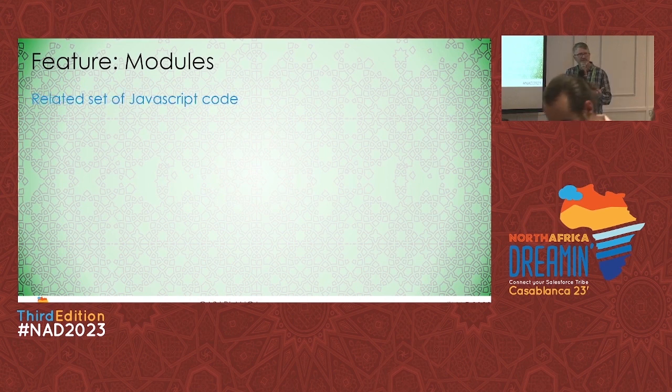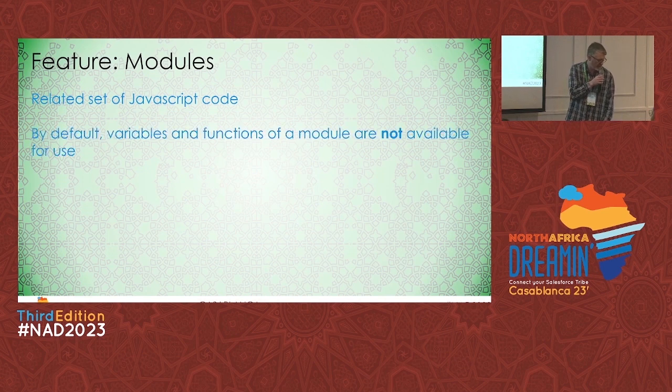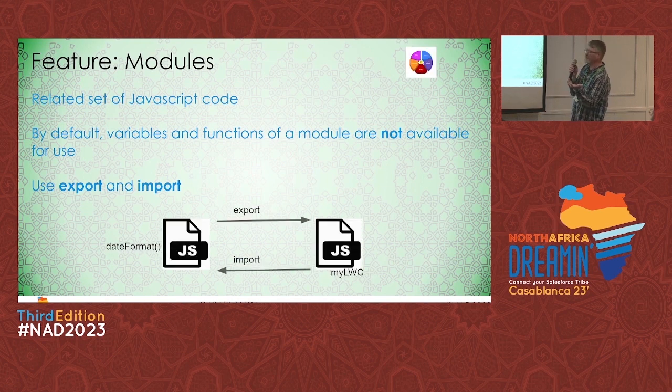A module is simply any related set of JavaScript code that we want to use. And until you make it into a module, the variables, the functions, the objects, much as they are in an Apex class, are private. We have to make them available. And we do that by using export and import. Just to illustrate that, I'm sure you've worked it out, we're going to export from our library and import into our component.